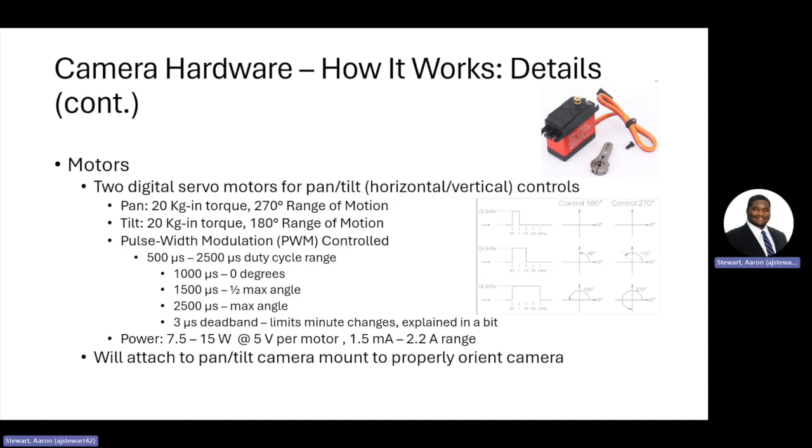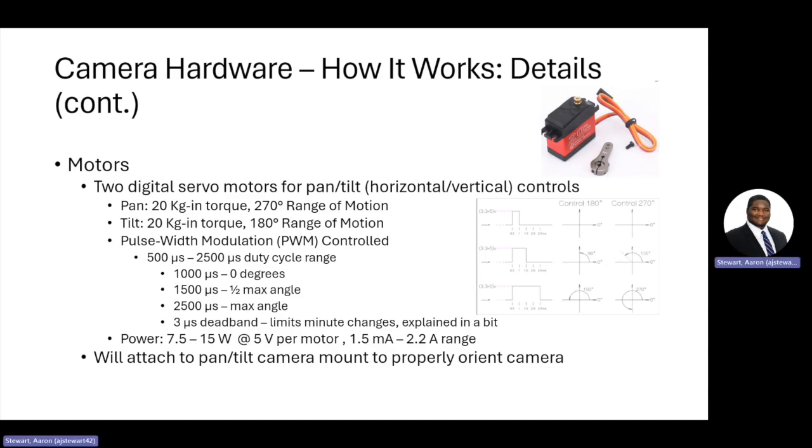If you turn that into a number that we usually use, that is half a millisecond to 2.5 milliseconds. And so at 1,000 microseconds, you'll be at a position of 0 degrees. At 1,500 microseconds, you'll be at half the maximum angle. So for the panning servo, that'll be 135 degrees, and for the tilting servo, that'll be 90 degrees. You can see that in this chart off to the side, underneath the picture of the example of the servo. That's the chart of how the pulse width modulation breaks down and how it's used by the servo itself. And at 2,500 microseconds, you'll get the max angle, so 270 and 180 respectively.